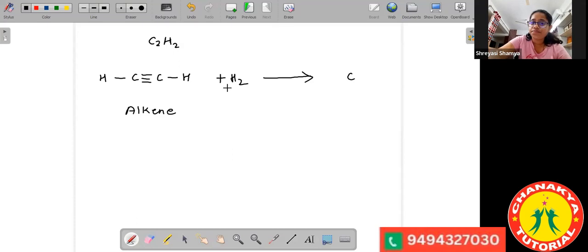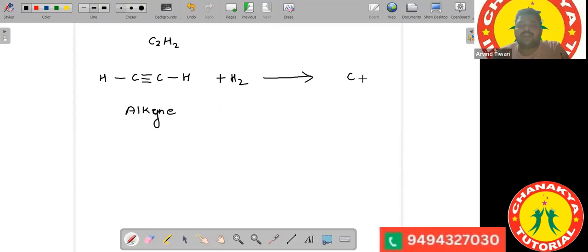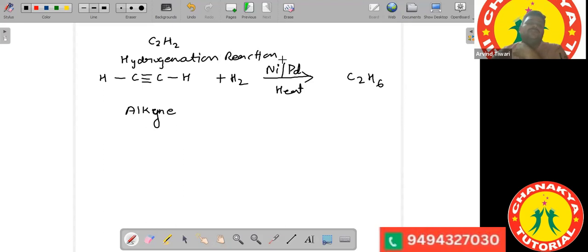Sir, it is an alkyne, no, sir. Yeah, it's alkyne. It will get converted to alkane. So it will be C2H6. And this happens in the presence of platinum as catalyst. Sorry, nickel or palladium as catalyst, not platinum. You take nickel or palladium as catalyst, and it is heated in presence of hydrogen, nickel and palladium. So you will obtain C2H4. And such a specific reaction is called a hydrogenation reaction. So this is your hydrogenation reaction, meaning addition of hydrogen to an unsaturated hydrocarbon.